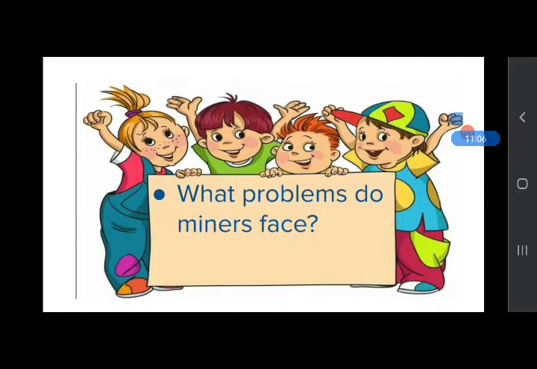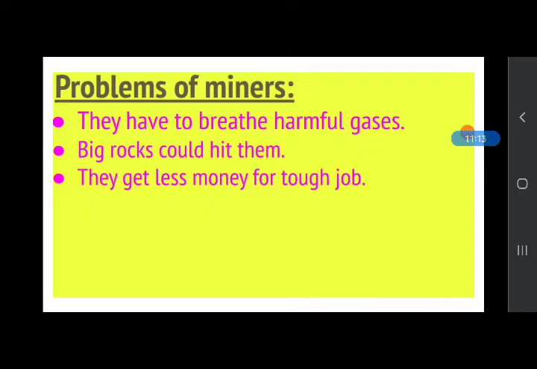Now you need to answer what are the risks or problems that a miner faces. During mining, miners breathe in harmful gases that can make them sick, and they might catch fire, they might get hurt if a rock breaks and hits them. They have to breathe harmful gases. Big rocks could hit them. They get less money for this tough job. These are the problems a miner faces.